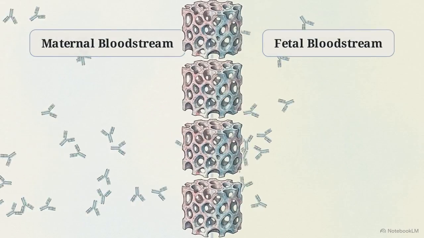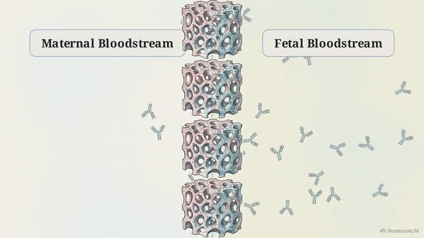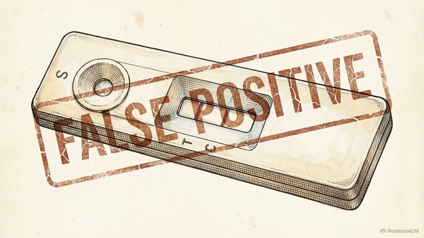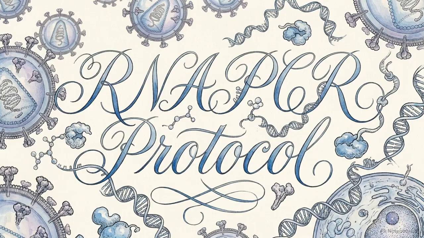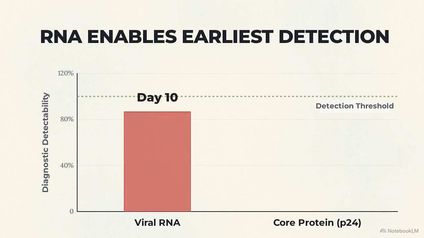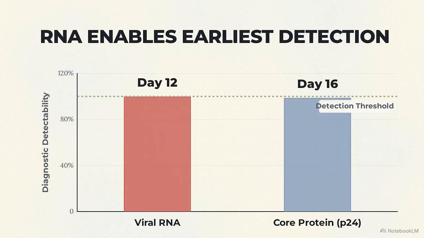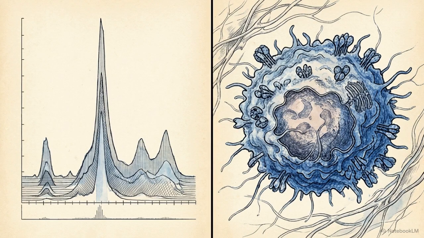There is a critical exception to this protocol, diagnosing neonates born to HIV-positive mothers. Maternal IgG antibodies readily cross the placenta during pregnancy. Because these maternal antibodies linger, standard antibody tests are completely unreliable in infants under 18 months. Direct detection of the virus using HIV RNA PCR is mandatory. By leveraging the specific emergence times of viral RNA and core proteins, clinicians bypass the delayed immune response, establishing a diagnosis before the CD4 count registers significant damage.